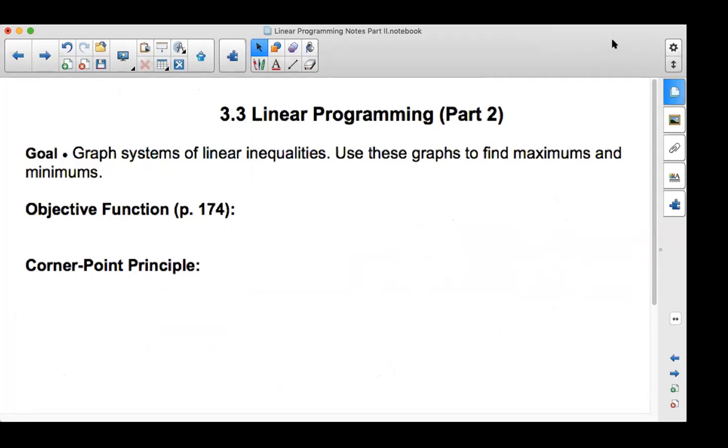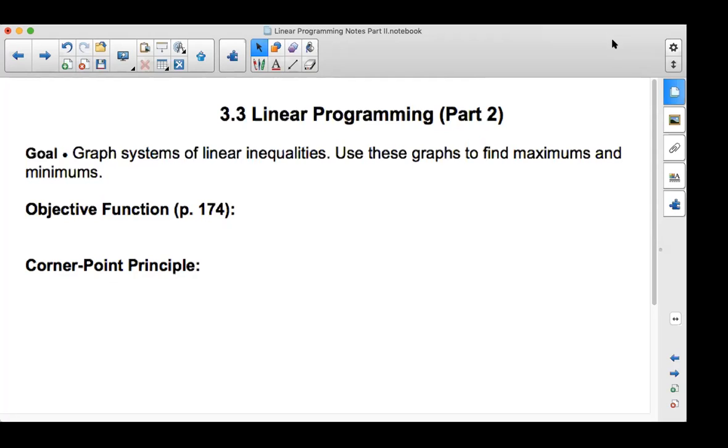On Friday, we pretty much did the exact same thing, except we didn't really look at a word problem. The last problem we did was a word problem, but I think that was the day before. I don't think we did any word problems on Friday. We were just kind of focusing on graphing the multiple inequalities. So again, this is part 2, but the application part now.